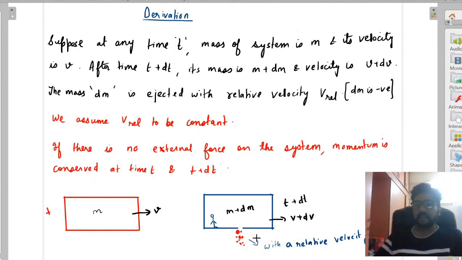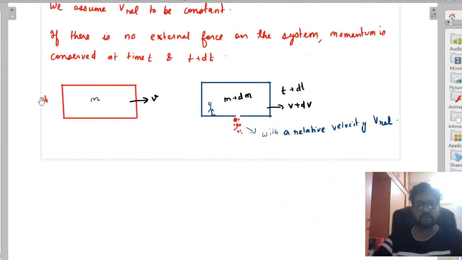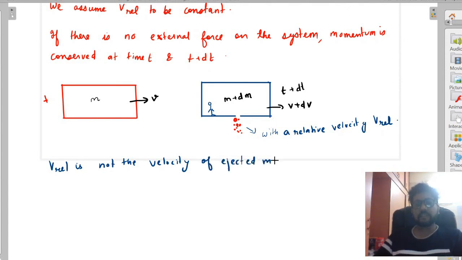Okay, understood? So v relative is not the velocity of the ejected mass with respect to ground. I will write it again for all of you. This v relative is not the velocity of ejected mass with respect to ground.